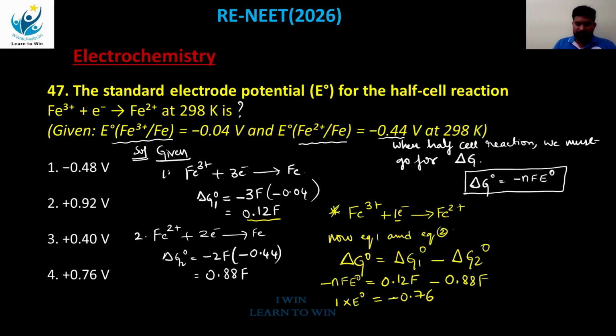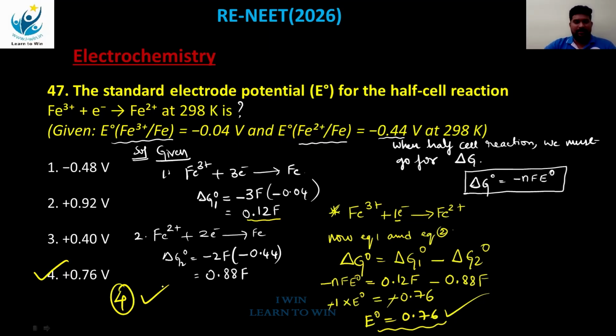Now, minus will be cancelled here because we have minus here. So E naught is equals to 0.76. Now this is our answer. Yes. Now let us check the options. Which one will be the correct one? Option number 4 is our correct answer. Is that clear, dear students? I hope you are clear about this question. We'll meet in the next question.